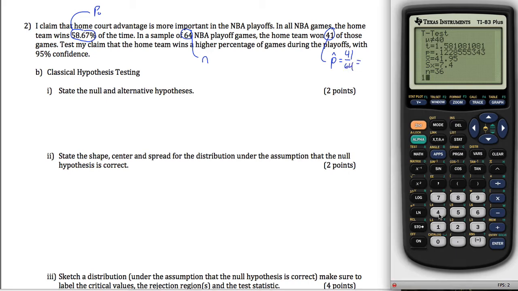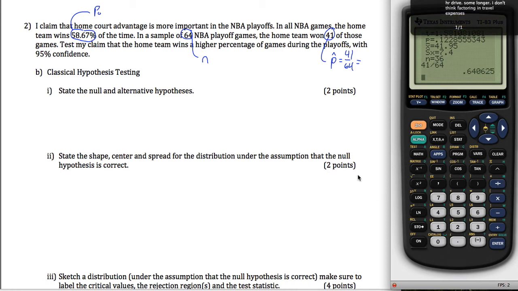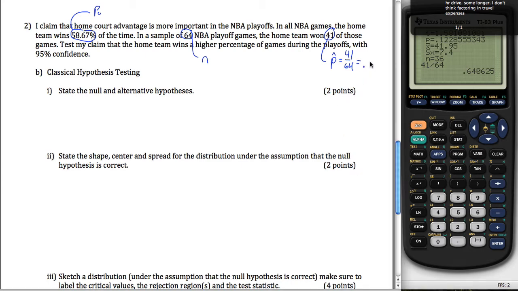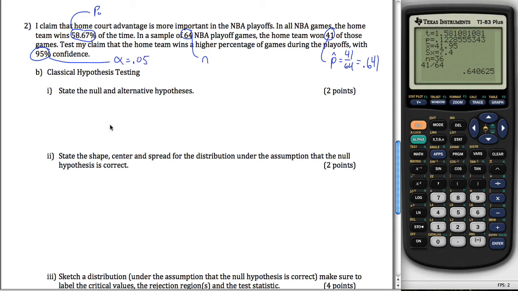I could figure that out. 41 divided by 64 is about 0.641. Test my claim that the home team wins a higher percentage of games during the playoffs with 95% confidence. So finally, this tells me that alpha is 0.05. And now I have all the information I need to go through this test.